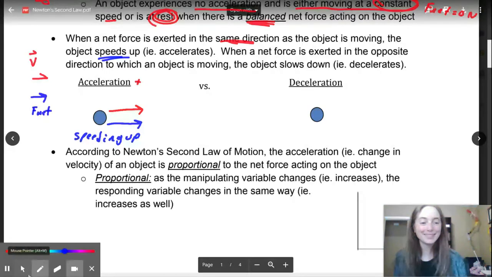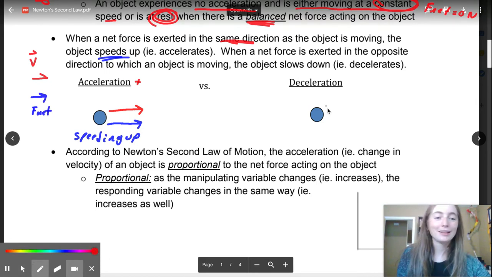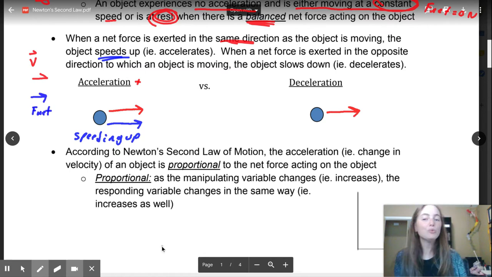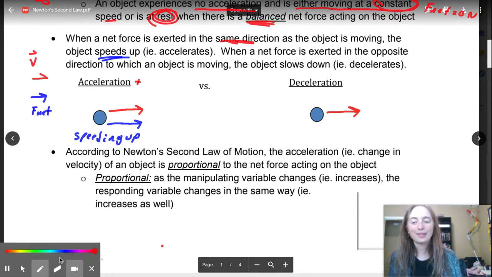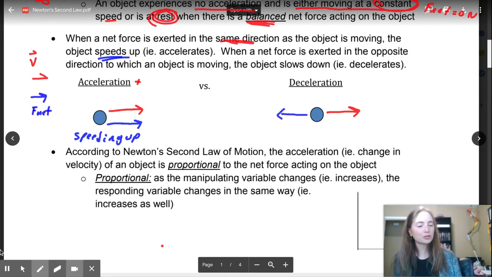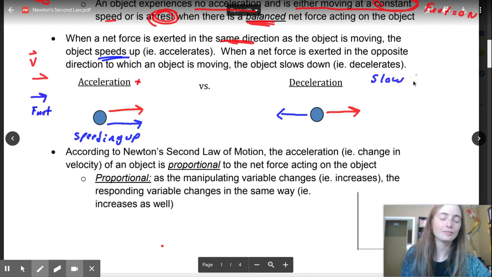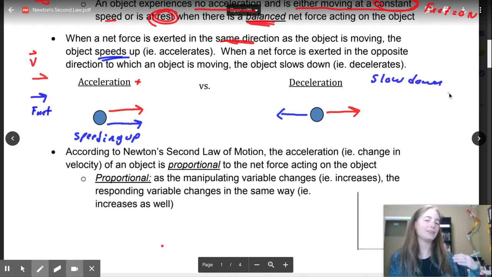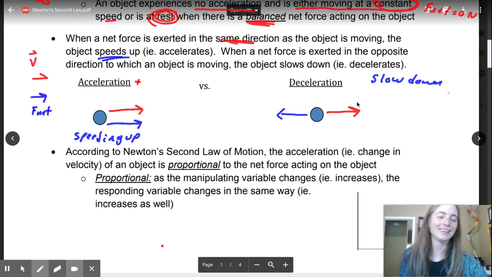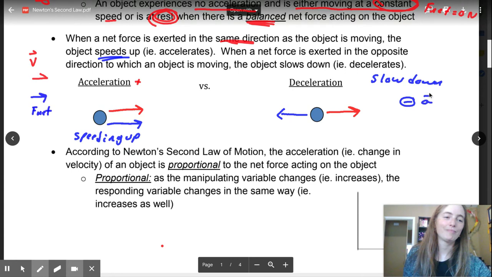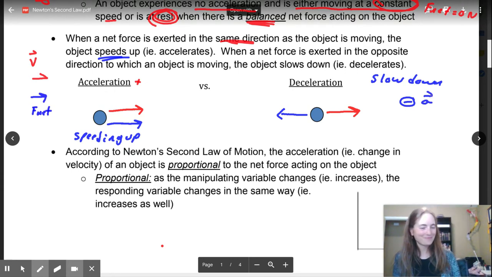Well, let's say we have an object that is moving this way, and we apply a force going in the opposite direction to where it's already moving. The object is going to slow down. Now, what is the formal term for deceleration? Negative acceleration. Sounds good?